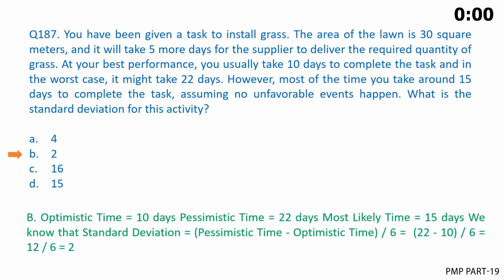The correct answer is B. Optimistic time equals 10 days, pessimistic time equals 22 days, and the most likely time equals 15 days. We know that standard deviation is equal to pessimistic time minus optimistic time divided by 6, which is 22 minus 10 divided by 6, which is equal to 2.